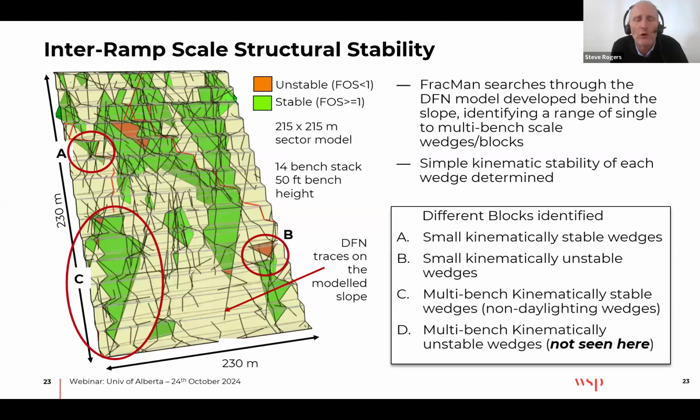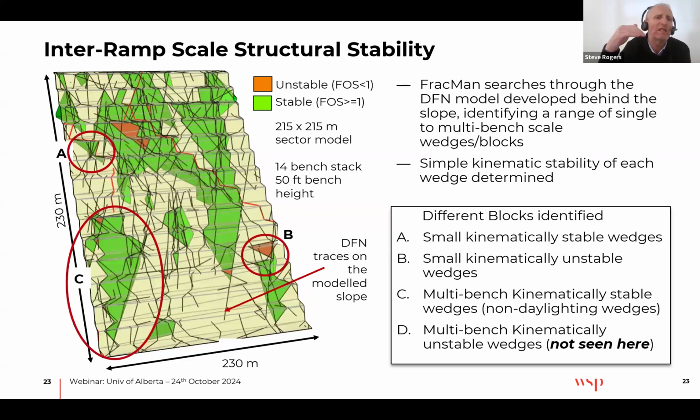Now, if we look at what we form kinematically, if we build a DFN model and then try to identify the blocks, you see there are principally three kinds of blocks. What are called A are single bench scale stable blocks. We don't care about those, but we can identify them. What are called B are simple wedges. They're one, maybe two benches high and unstable. And that's relatively simple. You could say, if that's all we ever have to look at, then maybe simple kinematics is fine. But the biggest problem is if we look at C, what we would call non-daylighting wedges.